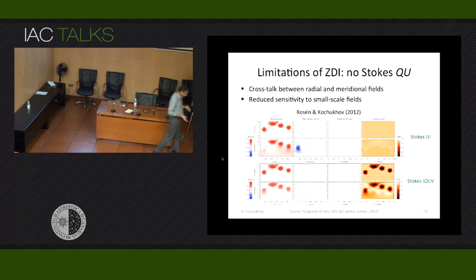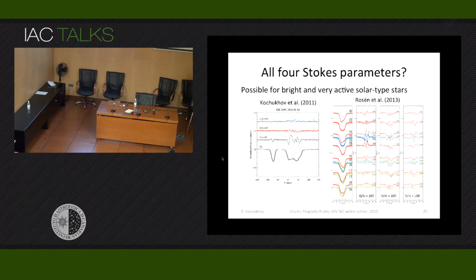Can we really detect cool stars in all four Stokes parameters? Until recently, it wasn't even tried, and in these couple of papers, we actually tried and succeeded to do it for the most active star. So it's the same star, II Pegasi, that was showing up in previous slides. A very prominent bright star with kilogauss magnetic field.